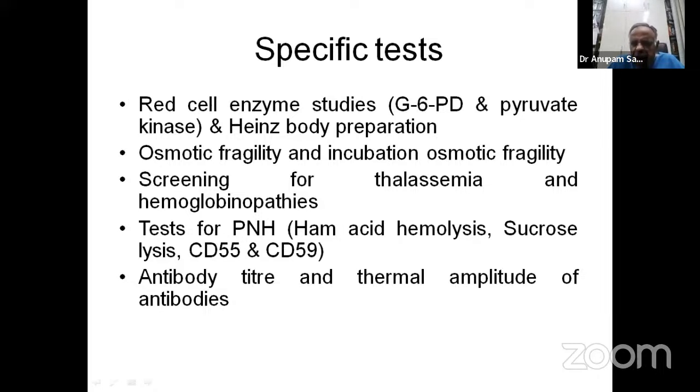Of course, nowadays, EMA test is also done, which is a dye-based test for hereditary spherocytosis. Screening for thalassemia and hemoglobinopathies. Test for PNH in the form of Ham acid hemolysis, sucrose lysis, and the presence of CD55 and CD59, cluster designation antigens. Antibody titer and thermal amplitude of the antibodies may also be looked at.